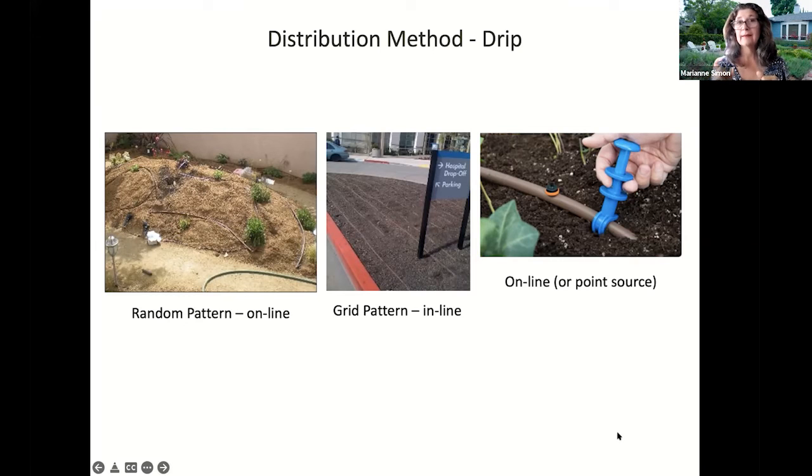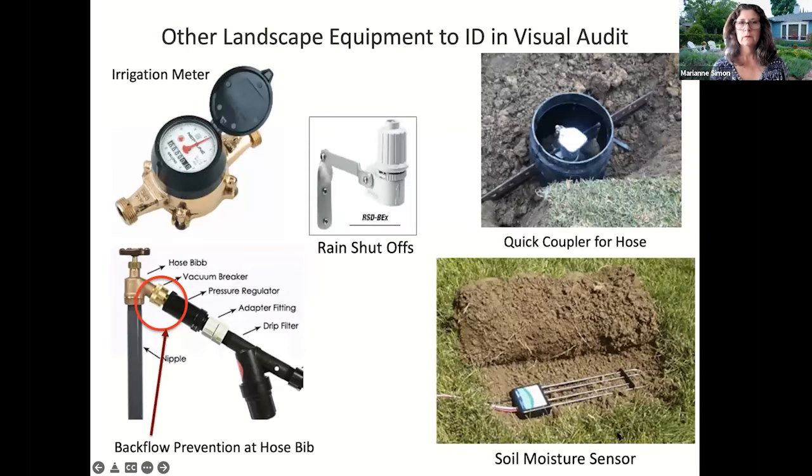As opposed to the last image, which is what we call online irrigation or point source. And that is where you put in emitters only where you want them. So it's blank tubing, and then you punch in those emitters. Now, other equipment that you might see when you're out doing your visual audit, you might see a quick coupler, which is a place you can connect your hose.